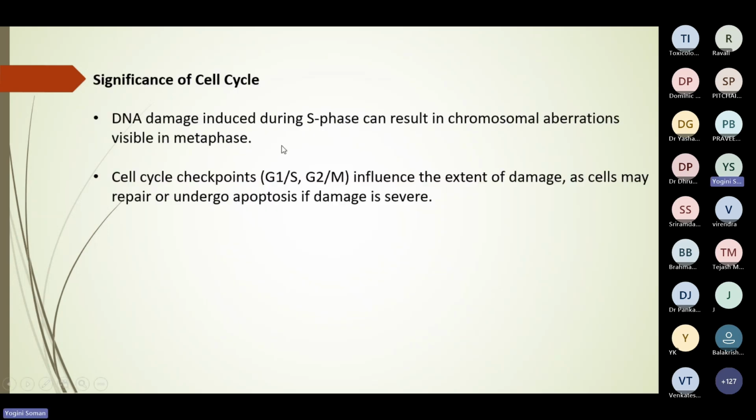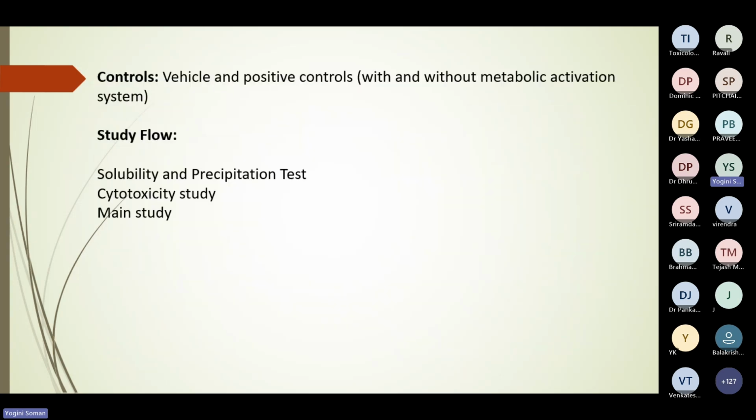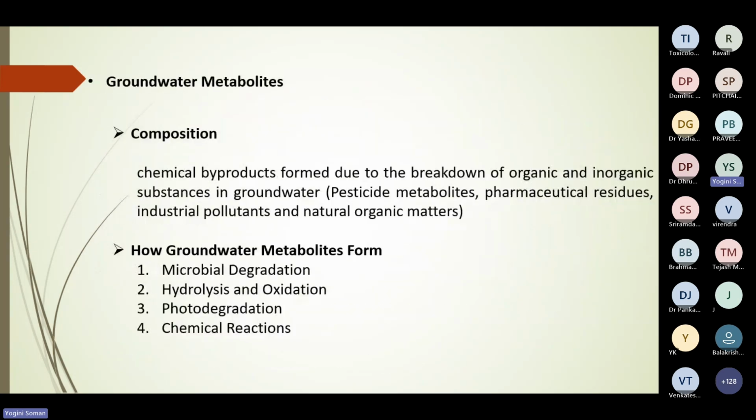So what is the significance of the cell cycle in the in vitro chromosomal aberration test? DNA damage induced during the S phase, the synthesis phase, can result in chromosomal aberration. Those are visible in the metaphases. The cell cycle checkpoints, G1, S phase, G2 and M phase, influence the extent of the DNA damage, as cells may repair or undergo apoptosis if the damage is severe. So this is all about the Ames test and in vitro chromosomal aberration test.